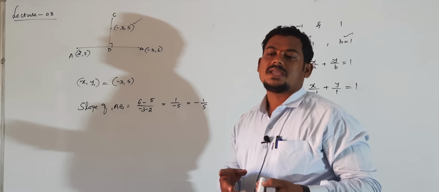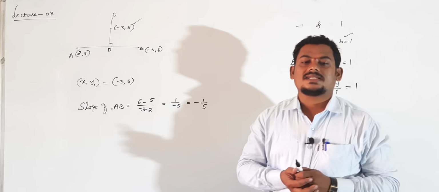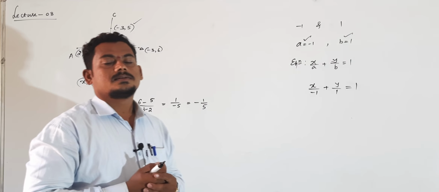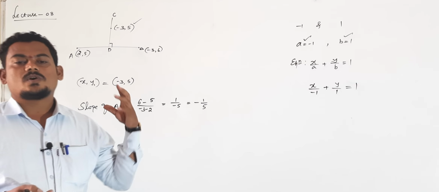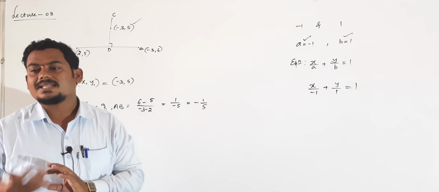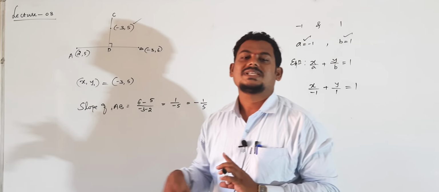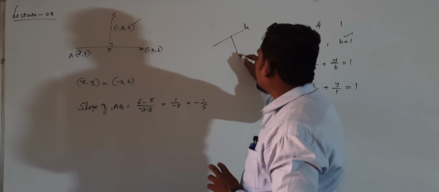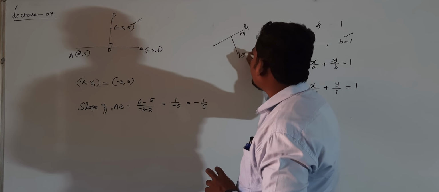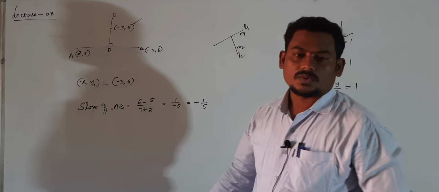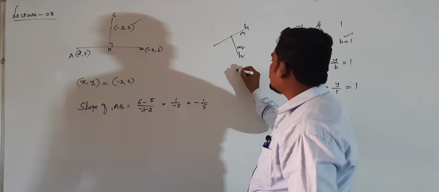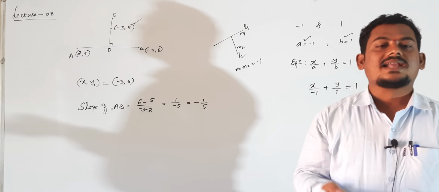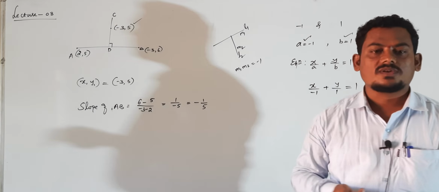It is slope of AB, but we need slope of CD. Tell me what is slope of CD? Already you know one result. If two lines are perpendicular, then product of their slopes equal to minus 1. For example, it is line 1 and it is line 2. Suppose slope of line 1 is m1 and slope of line 2 is m2. If two lines are perpendicular, then m1 into m2 is equal to minus 1.